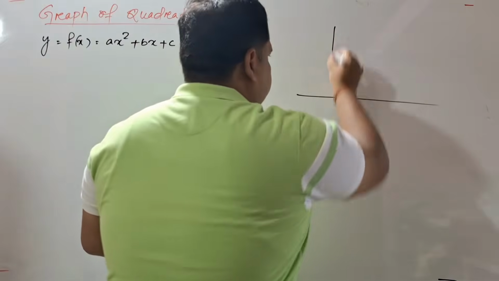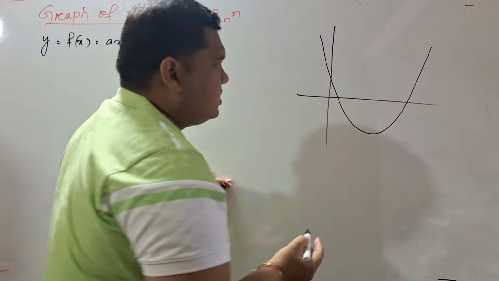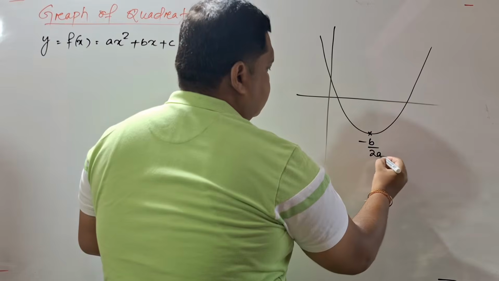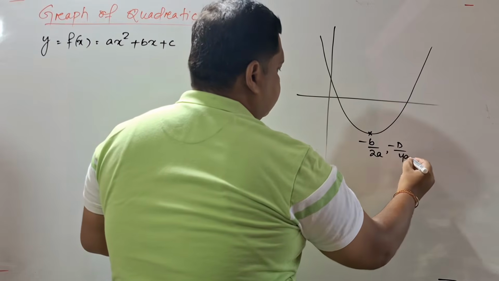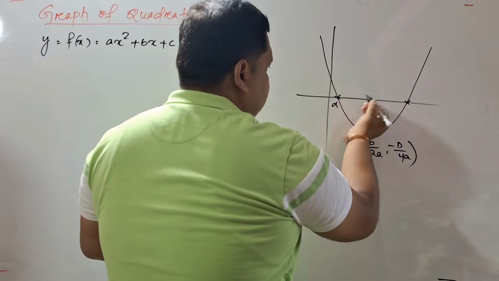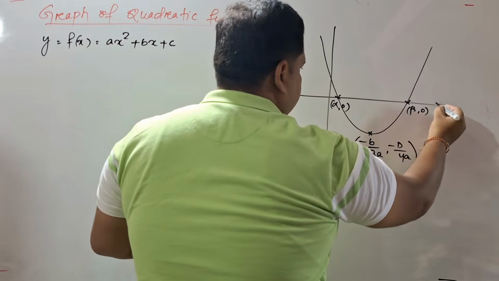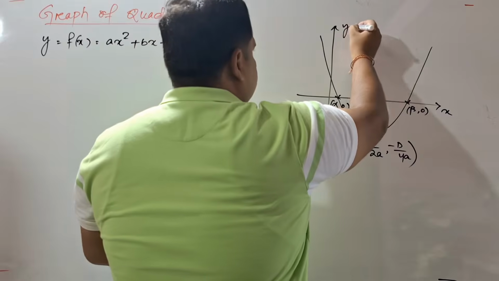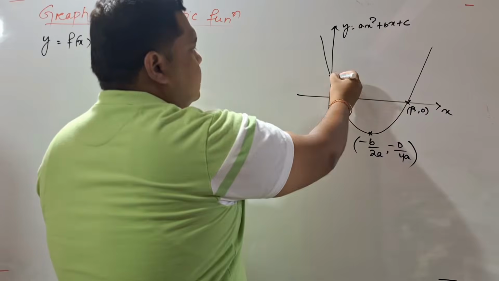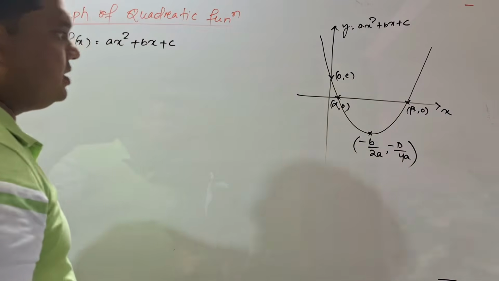So look at this, the graph. This is the graph of the quadratic function. This is a parabola. The vertex is minus b by 2a, comma minus d by 4a. These two are alpha and beta. So this is alpha comma 0, and this point is beta comma 0. And here the y-axis is nothing but ax square plus bx plus c. Here the parabola intersects the y-axis at 0 comma c. Don't worry, I will explain each and every bit.